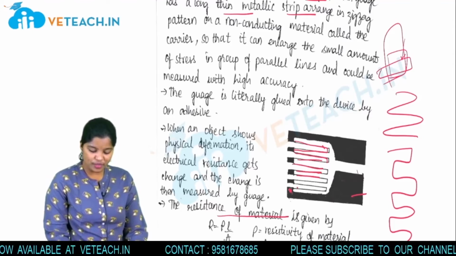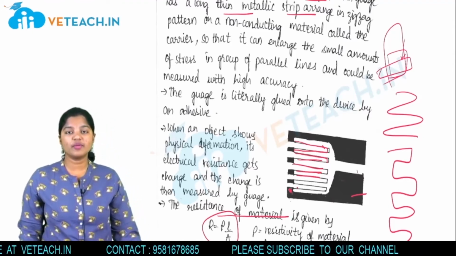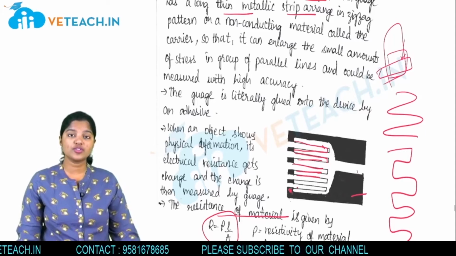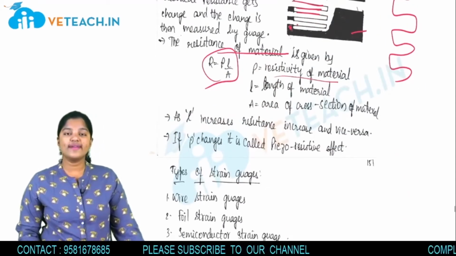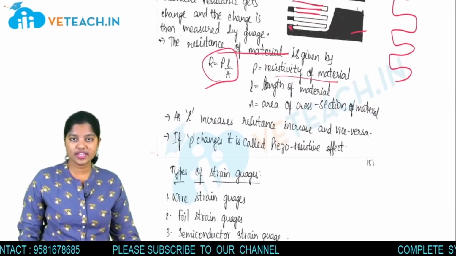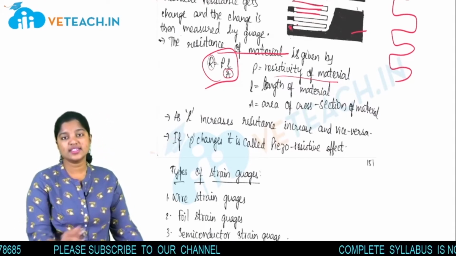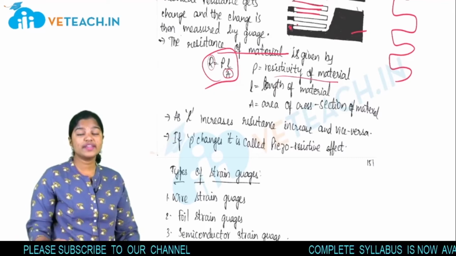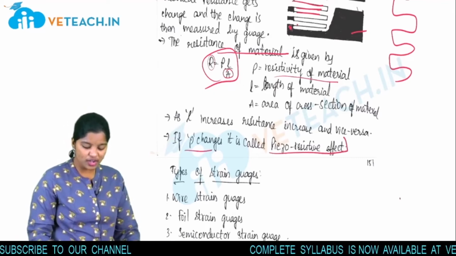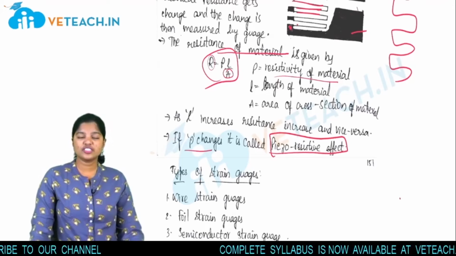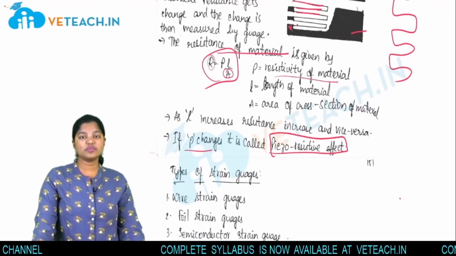The resistance of the material is given by R equals rho L by A. It depends upon the length of the material and is inversely proportional to the area, where rho is the resistivity of the material. When length increases, the resistance also increases. When area increases, the resistance decreases since it is inversely proportional. When area decreases, the resistance increases. If rho changes, it is called the piezoresistive effect. When the resistivity of the material changes, we call it the piezoresistive effect.